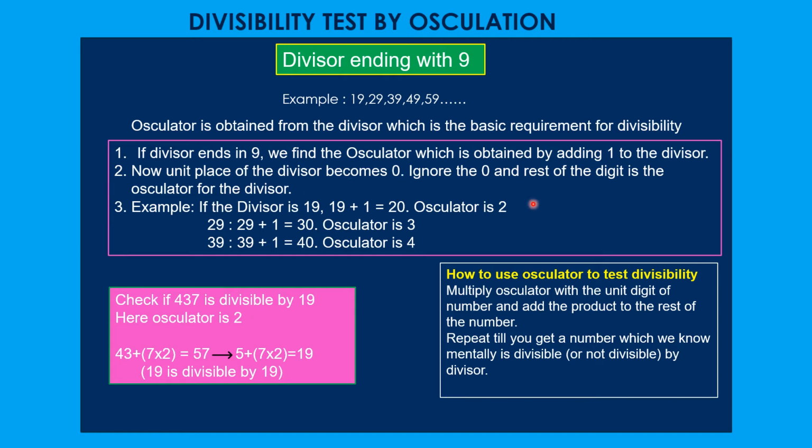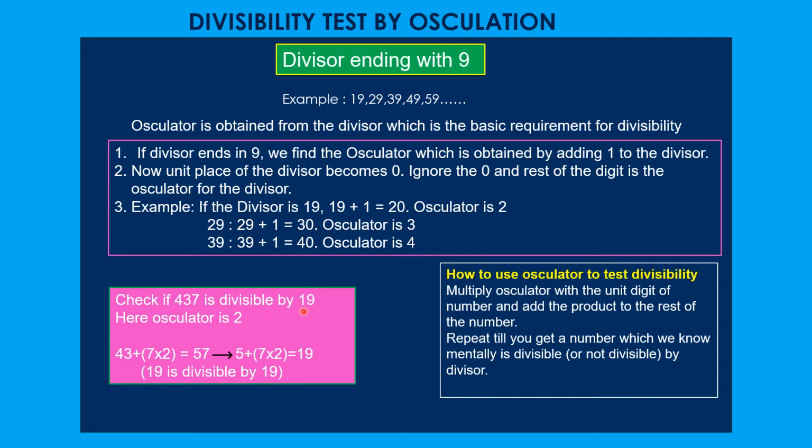Now the unit place of the divisor becomes 0. Ignore the 0 and the rest of the digits are the oscillator for the divisor. For example, if the divisor is 19, you add 1 to 19, it becomes 20. Ignore the 0 of the unit digit and 2 is the oscillator. Same for 29 as a divisor: you add 1 and get 30, ignore the unit digit, and 3 is the oscillator. And same for 39, the oscillator is 4.